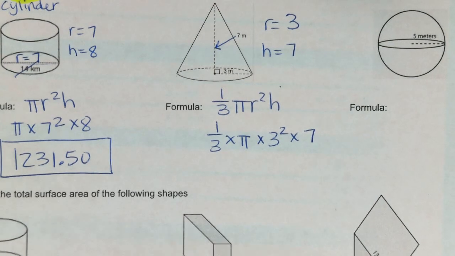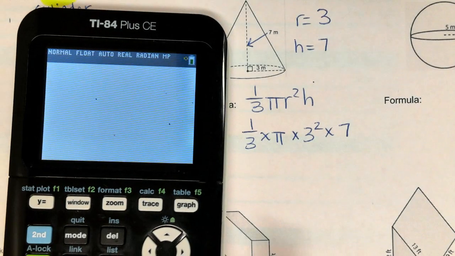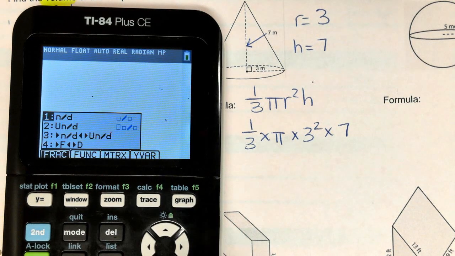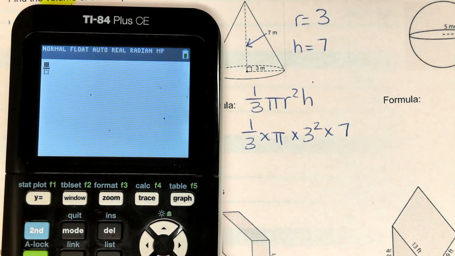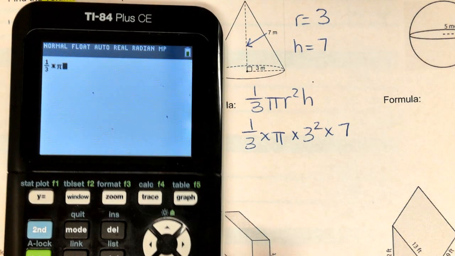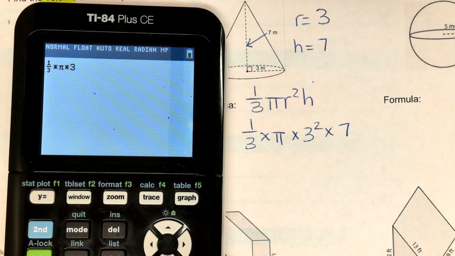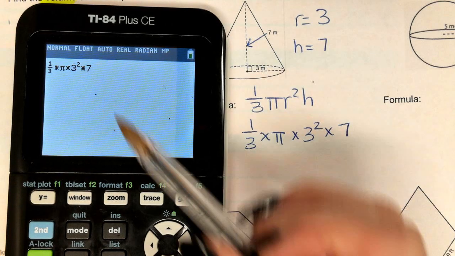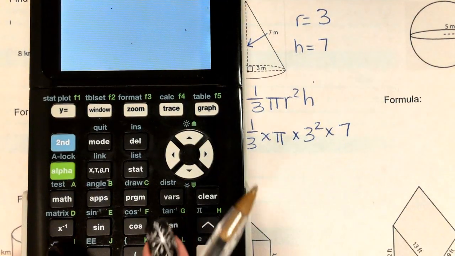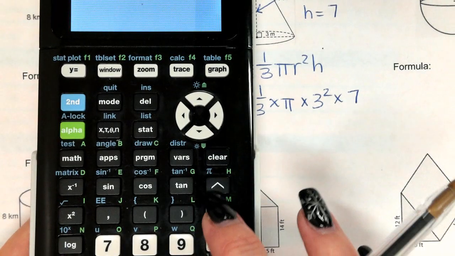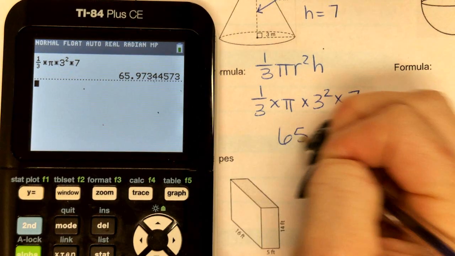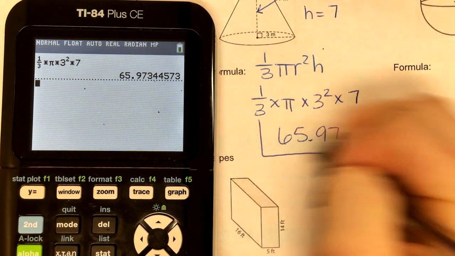And I simply type that in my calculator. Don't forget to put in a fraction. You hit alpha, y equals, option 1. So 1/3 tab out times pi times 3 squared times 7. Does everybody remember how to get to the squared? You can either hit the shortcut button right here, or you can hit the caret. Either way. So 65.97 if I round.